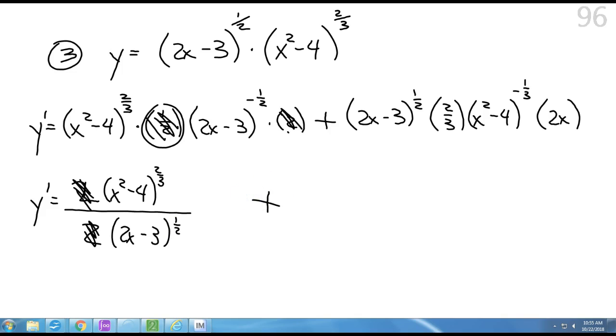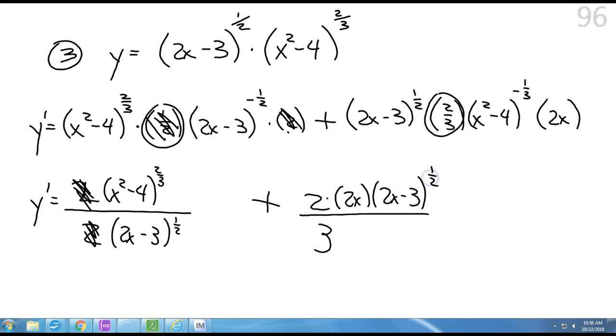Plus, so again, this kind of sets up my fraction for me. This time nothing will cancel. So I got 2/3. I've got another 2x up there. And I've got a (2x - 3)^(1/2) and then I've got an (x^2 - 4)^(1/3) on the bottom. So that's just rewriting it. I didn't get common denominators or anything yet.